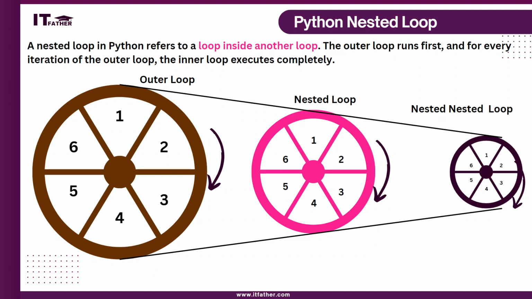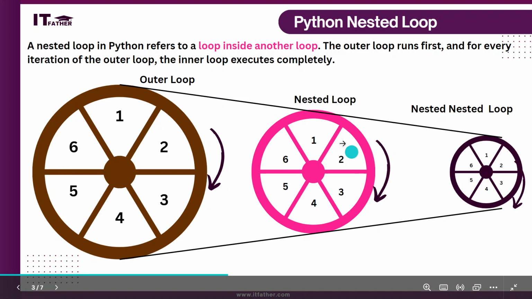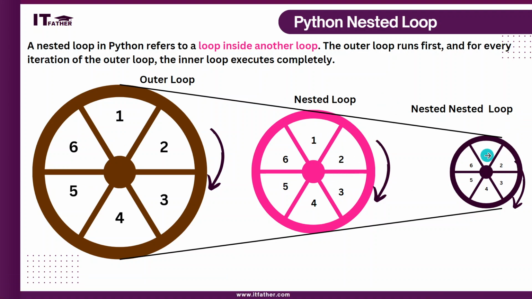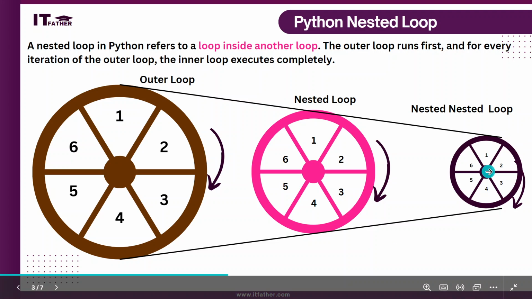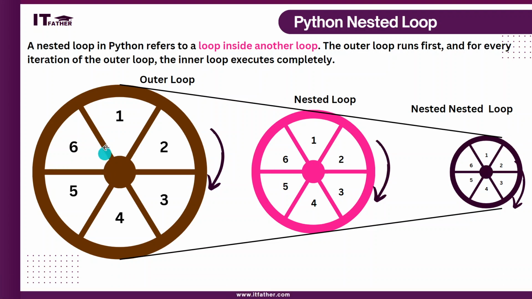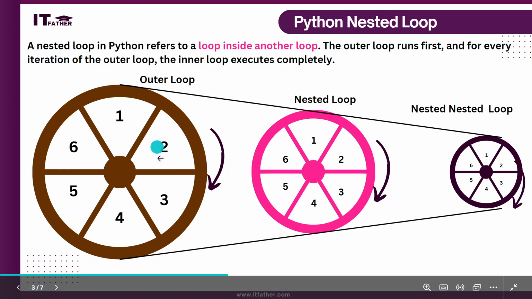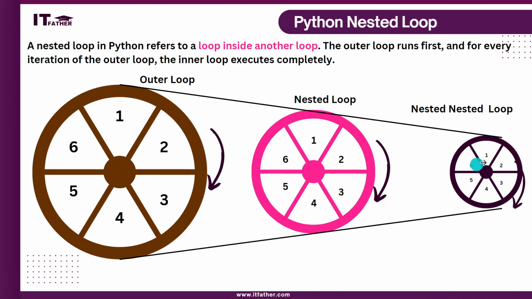First of all, suppose this is your outer loop, this is your nested loop, and this is nested to nested loop, meaning this loop is inside of this loop and these two loops are inside of this loop. So this pink loop is going to be the nested loop of the outer brown one, and this purple one is going to be the nested loop of the pink one. Now we have given 6 cycles in the outer loop, the same 6 cycles in the nested loop, and again 6 cycles with the nested loop.